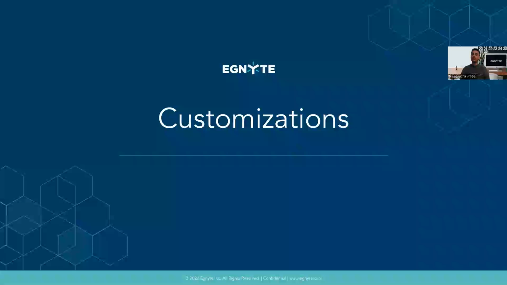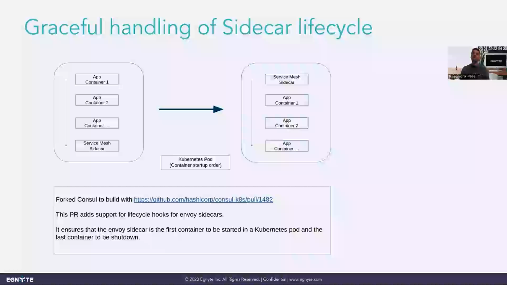So we spoke about our implementation journey. Now let's have a look at the customizations that we had to make so that the service mesh works correctly according to our requirements. One of the important customizations was the graceful handling of the sidecar lifecycle. By default, when Consul injects the sidecar on the Kubernetes pod, it starts at the end after all the application containers have started. Now this is a bit problematic because our applications, being high traffic, start making connections to dependent services as and when they start.